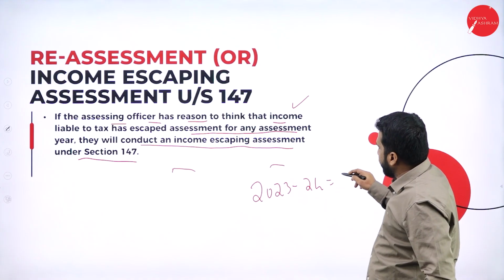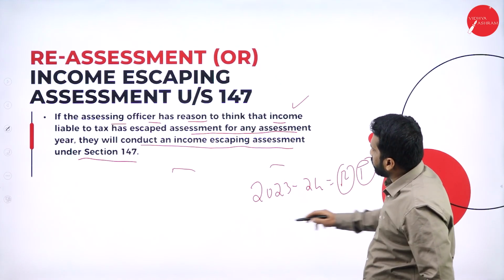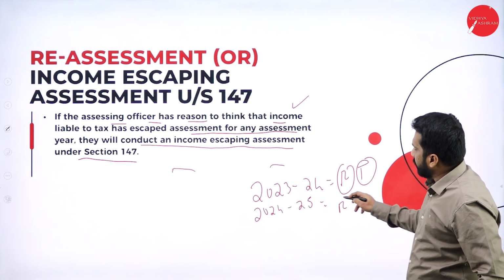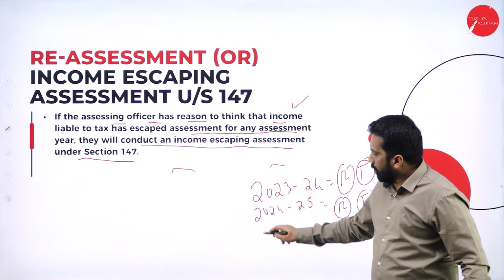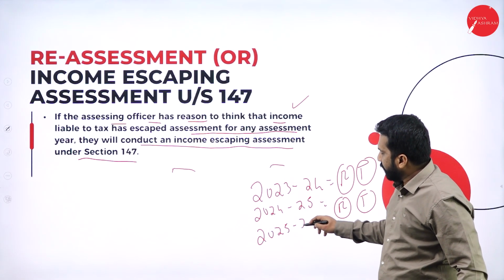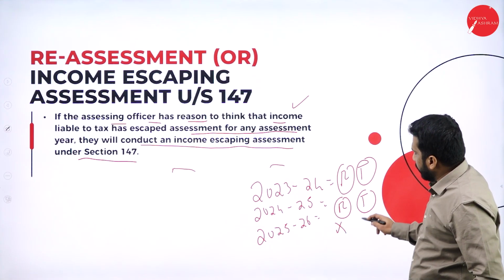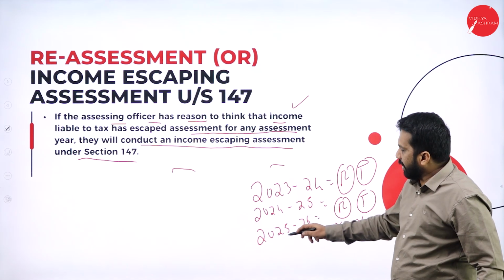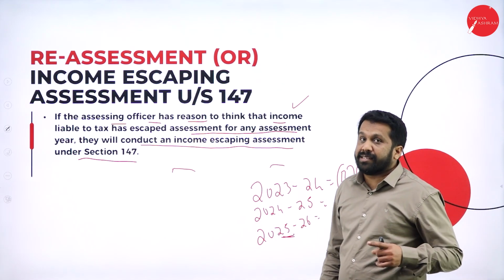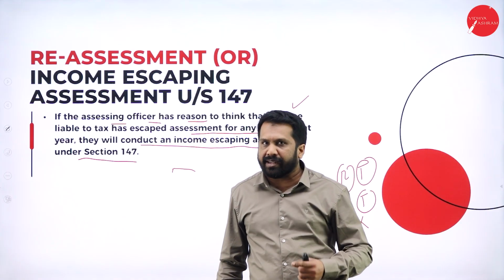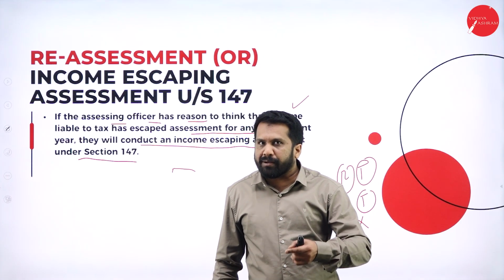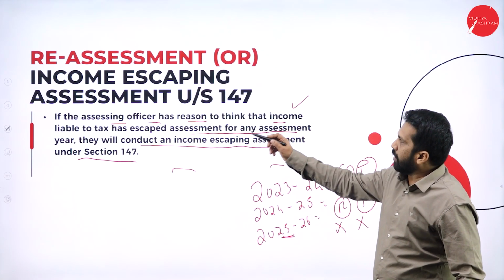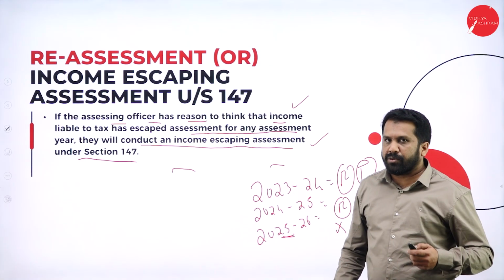2023-24, you filed return and paid tax. 2024-25, you filed return and paid tax. 2025-26, returns not filed, tax not paid. What government will do? These 2 years he paid tax and this year he has not paid tax, means he is escaping from paying tax. Again I will repeat, he is escaping from paying tax. Then what government will do? They will go with reassessment or income escaping assessment. So hope you are clear.